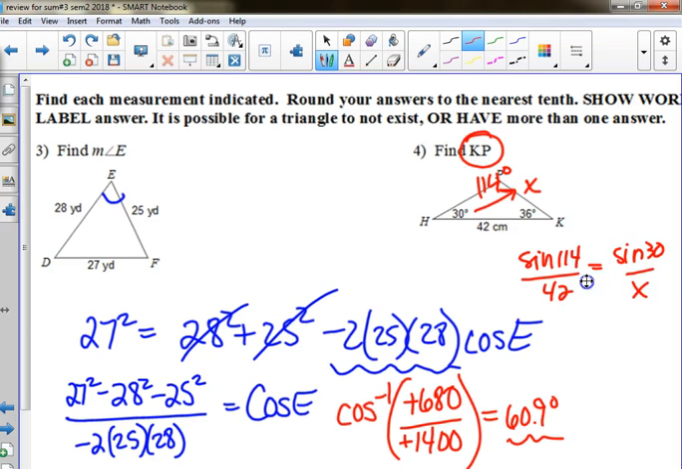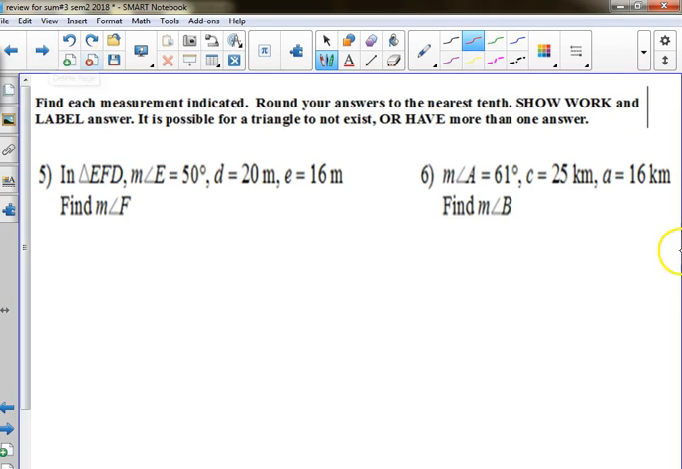Is that going to have two possible solutions? Nope, only when you're looking for an angle. I'm not going to do that one. If you want answers to check, they're either in the Google Stream or over in the binder.